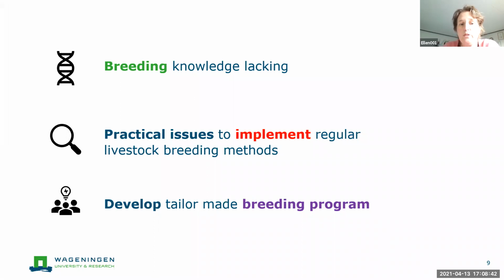So what we would like to do is develop a tailor-made breeding program that can be used to improve the current insect populations and to improve them in an efficient and healthy way.